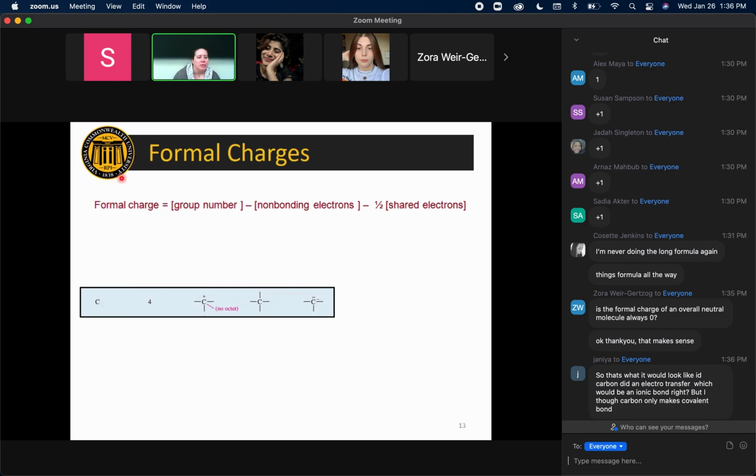Someone said, so that's what it would look like if carbon did an electron transfer, which would be an ionic bond, but I thought carbon only makes covalent bonds. Okay, yes.